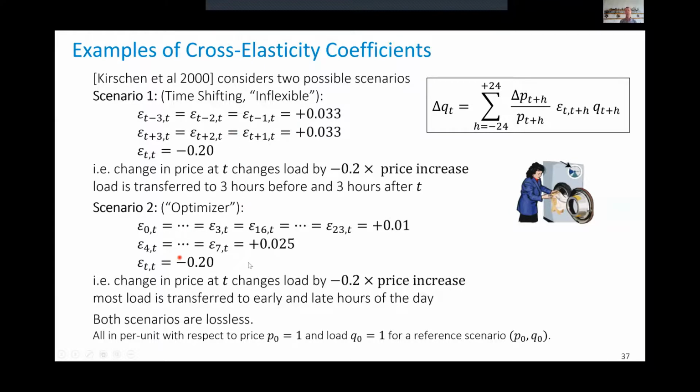And then we could assume we have more highly optimized systems that are able to react very strongly to the price by shifting load over a period of 24 hours. Here, that would be the hours of the day where the prices are low, which are outside the peak hours that I mentioned before. So they transfer to early and late hours of the day. Perhaps it's doable for washing, but perhaps less doable for heating. And in both scenarios, it's lossless.